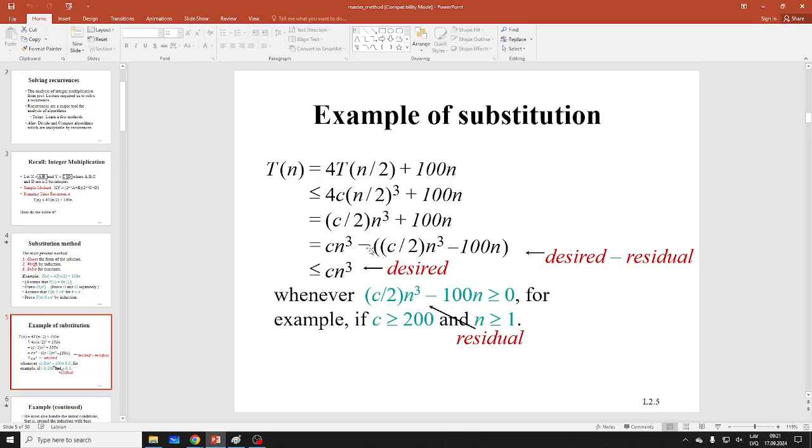Basically, we are trying to prove this, so we transform this recurrence into this type of mathematical form. And hopefully you can agree that at some moment we want this part here to be less than that. That's our residual or difference, and we just need to pick a large enough c.